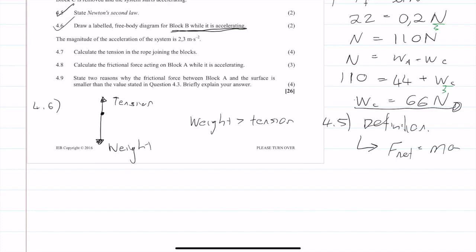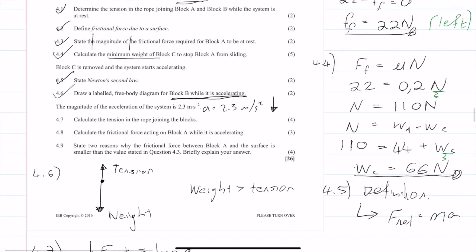Okay, the magnitude of the acceleration of the system is 2.3 meters per second squared down. So the acceleration is equal to that. Calculate the tension in the rope joining the blocks. Okay, so that's 4.7. I'm going to use Newton's second law. So F net is equal to mass times the acceleration. I am taking downwards as being positive.